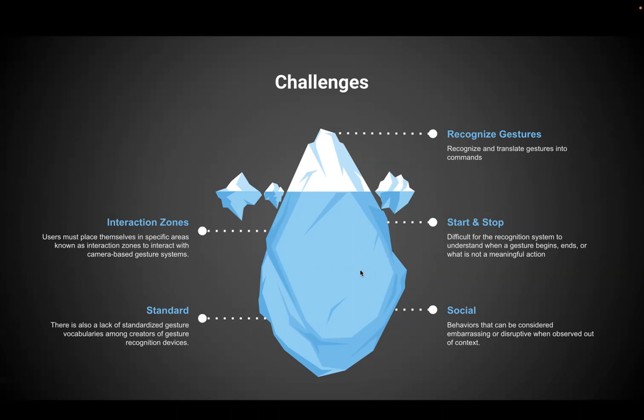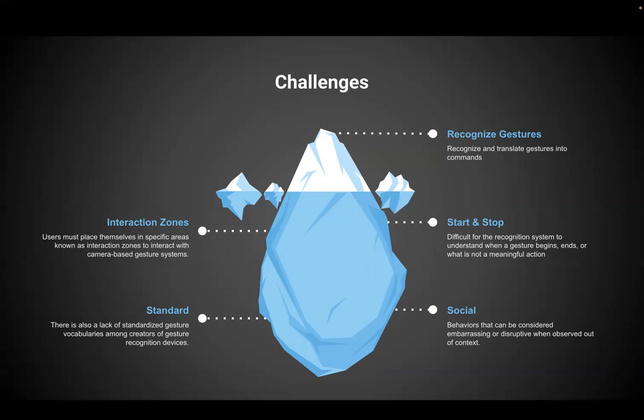But there are also some challenges we do not really see during the research, or for people who have no background in this. The first one is the interaction zone. We can have a multi-camera setup, or we can have a single camera, but the camera has a limited space to see what the user is going to do. The user must place themselves in a special area known as the interaction zone to interact with the camera-based capture system.